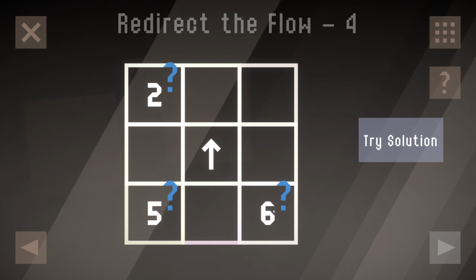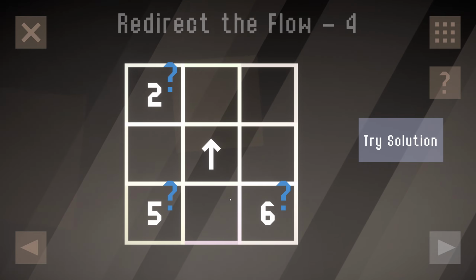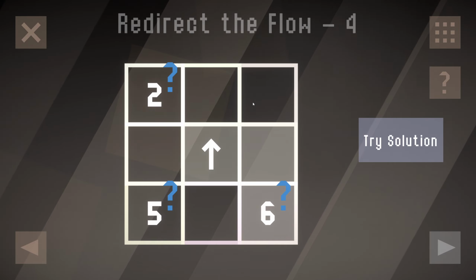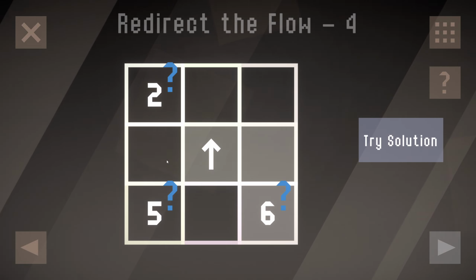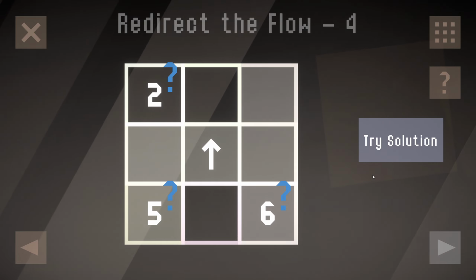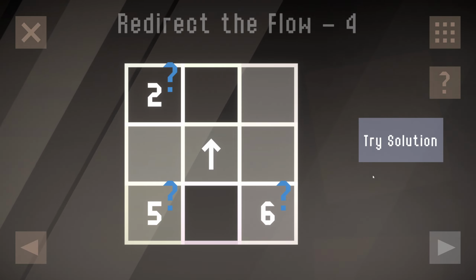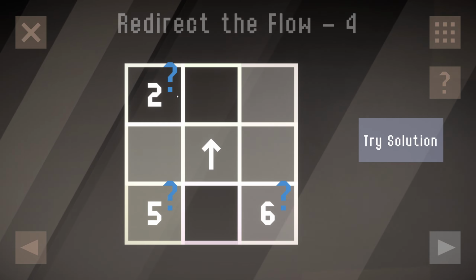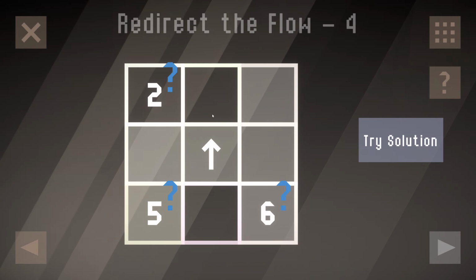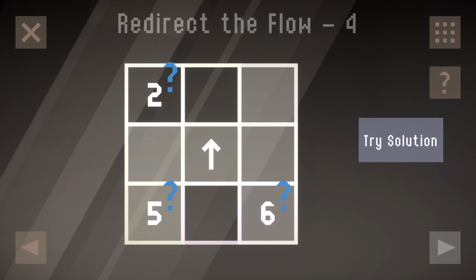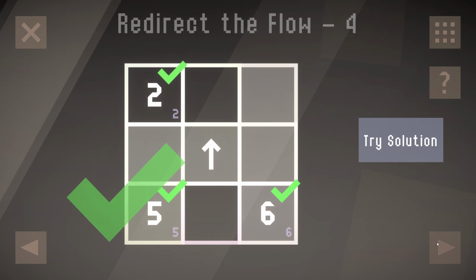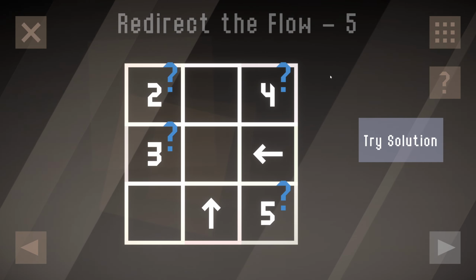So the 6 is 1 larger than 5. So if the 6 is 3 plus this, the 5 would have to be 2 plus this. Because this 2 is in a domino. This 5 is going to take 1, 2, 3 and the domino, which is 5. And this is going to take 1, 2, 3, 4 and the domino, which is 6. He's got it.